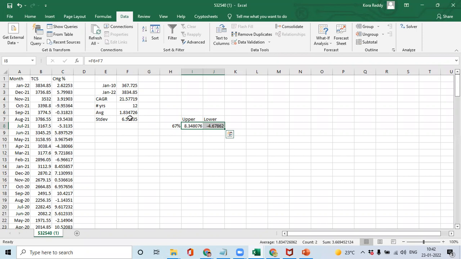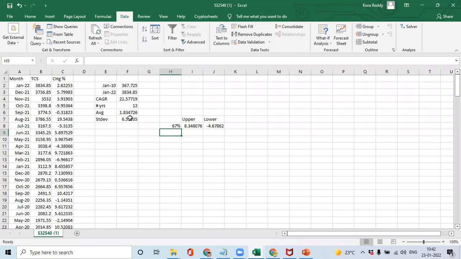or 4.7% on the lower side. Now 95% confidence is 2 sigma, 2 standard deviations. So it is average plus 2 standard deviations, and on the lower side, average minus 2 standard deviations. And you have 99%, which is 3 sigma. That's what you need to be aware of, given those average and standard deviation figures.